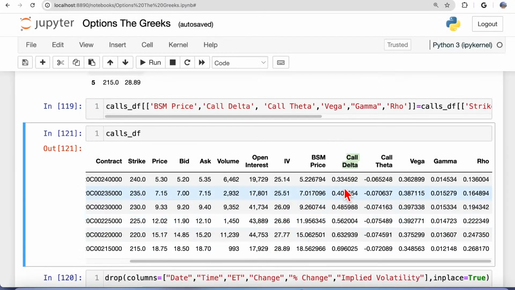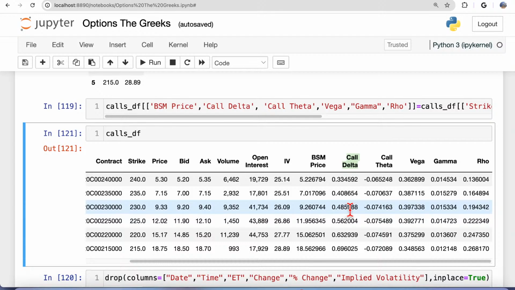So let's take a look here. Suppose we take this one, strike price 230. The current price is somewhere around $9.30, and this delta is 48 cents. So if Apple stock goes up, this delta will be added to this price. So it will be 9.30 plus 0.48. You see, that's what's going on. That's how it will change.